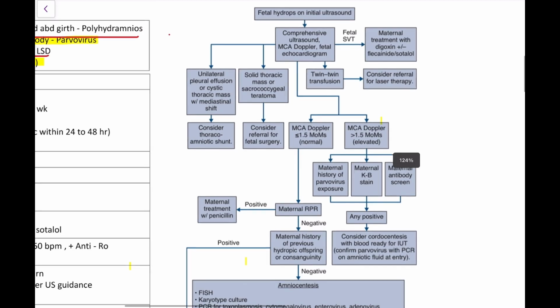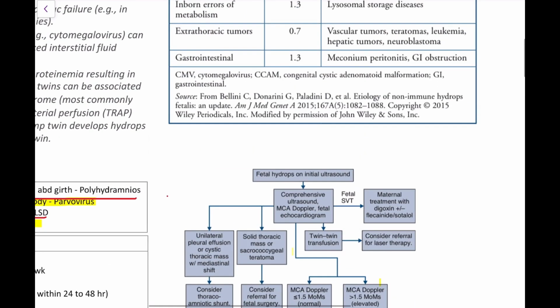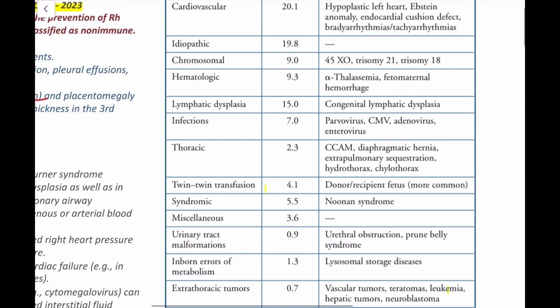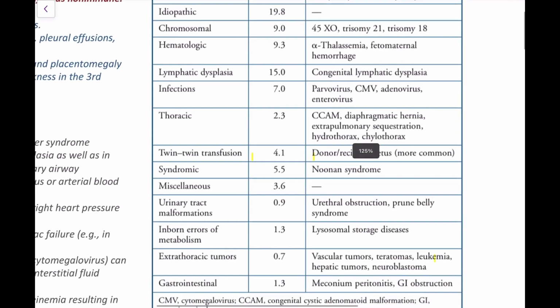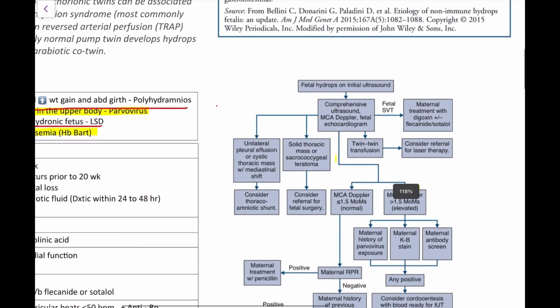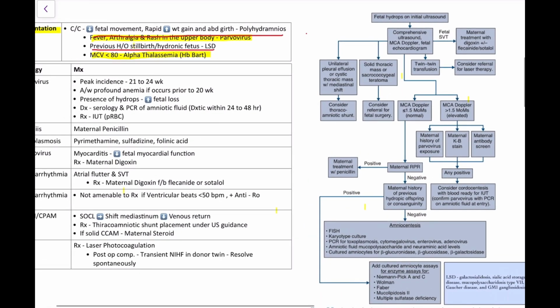So now I am going to talk about the fetal side. As shown in the algorithm, if we find fetal hydrops on routine ultrasound, then we are going to do a comprehensive USG, MCA (middle cerebral artery) Doppler and fetal echocardiography. As described in the previous table, cardiovascular causes are the most common ones. So if the fetal heart rhythm shows SVT or atrial flutter, then we should immediately give digoxin followed by flecainide or sotalol to the mother.